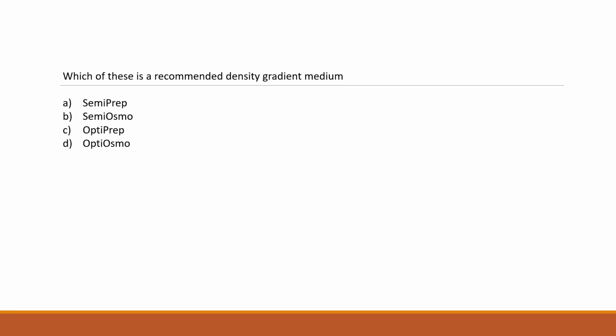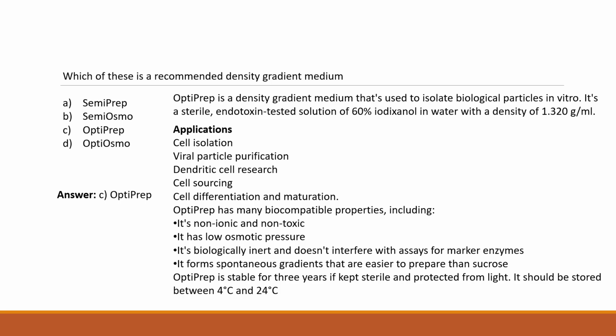Your next question is, which of these is the recommended density gradient medium? What is the answer for this? It is OptiPrep. Yeah, so this is OptiPrep, that is your C. So your OptiPrep is a density gradient medium that is used to isolate biological particles in vitro, that is by a density gradient centrifugation method.